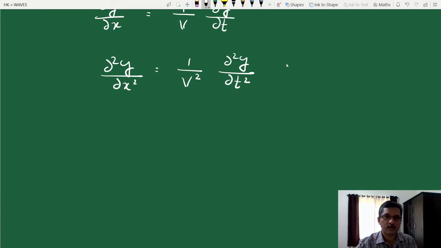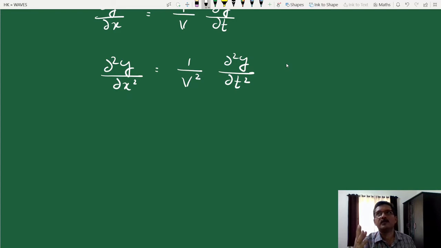Okay, in some books, instead of 1 by v square, they say v square times. So you can try to remember in any one way, right? So let us look at this formula 1 by v square. If you try to recall, sometimes people get confused.